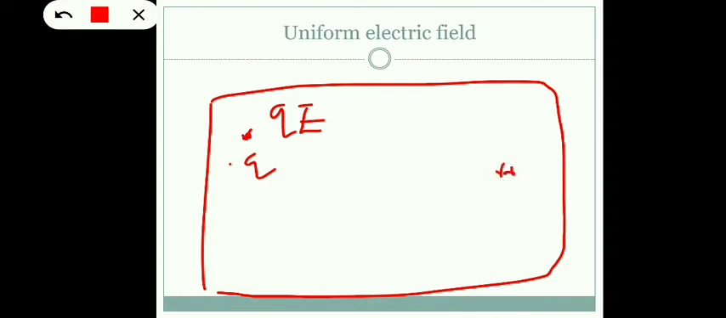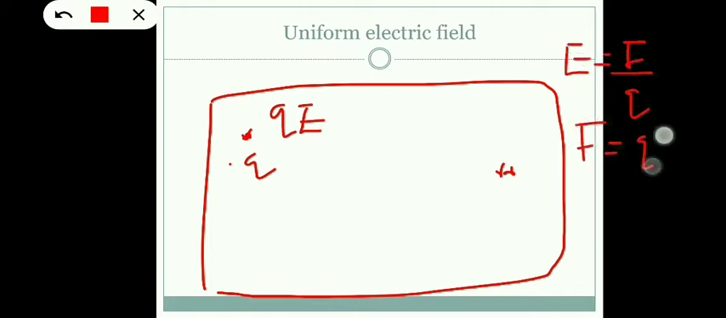What is the equation to find out force? Yes, QE, because in the previous class we had discussed electric field intensity is equal to F by Q. Therefore F is equal to Q into E. So this is the expression for the electrostatic force. So here if we place the plus Q charge at this point, what will be the force experienced? Q into what is the electric field here? E itself, because the electric field is the same everywhere in this portion.